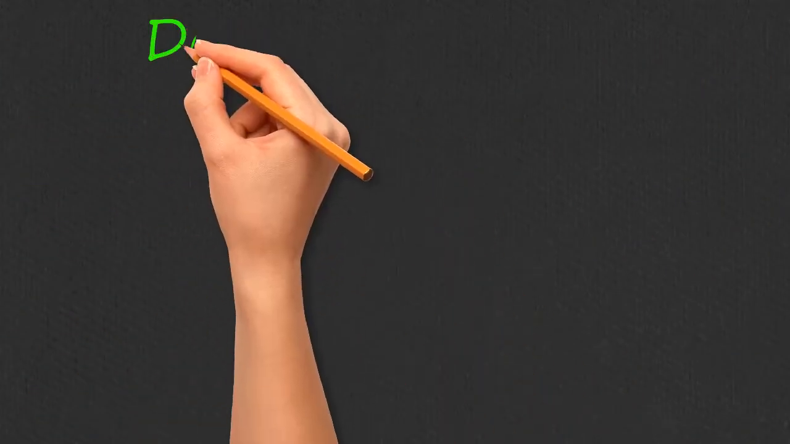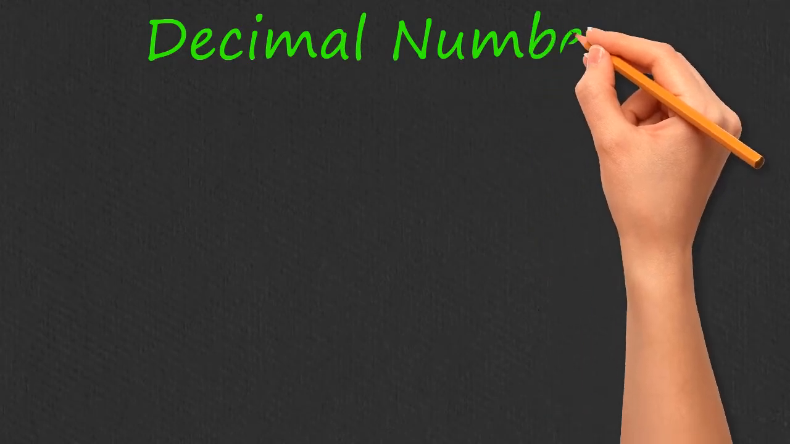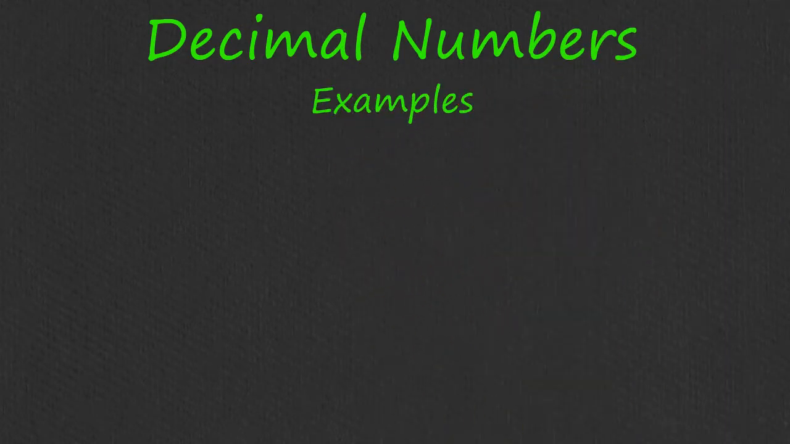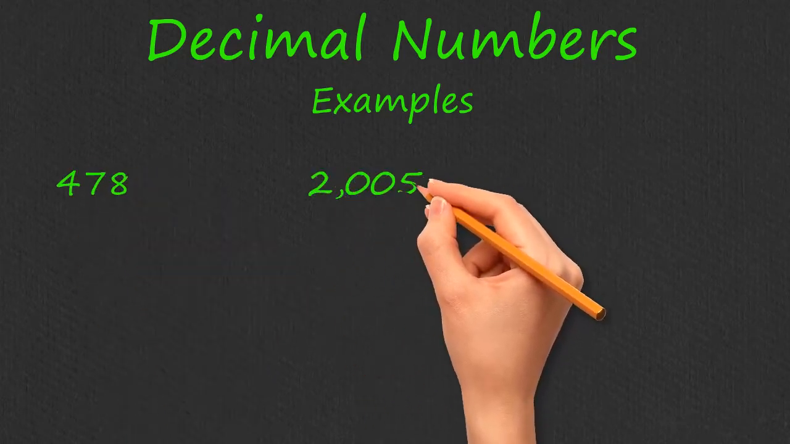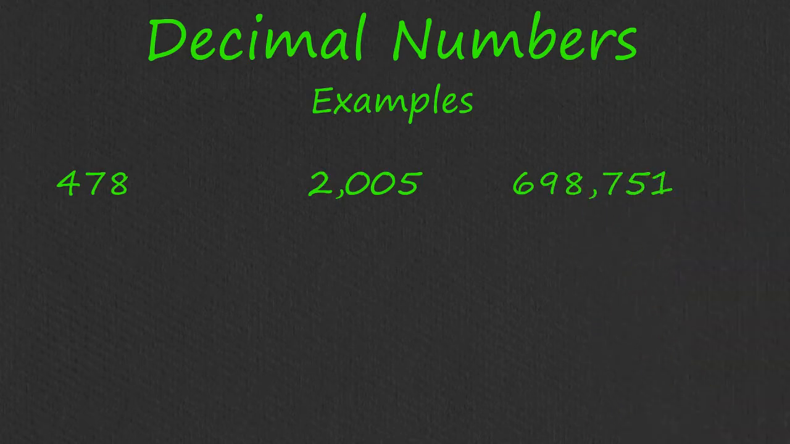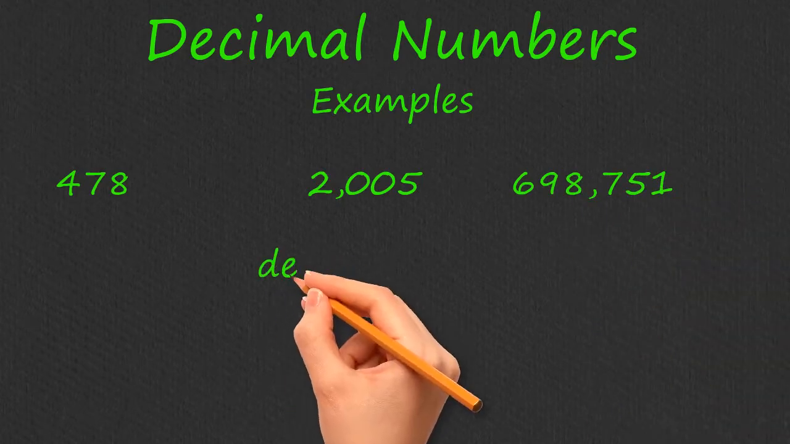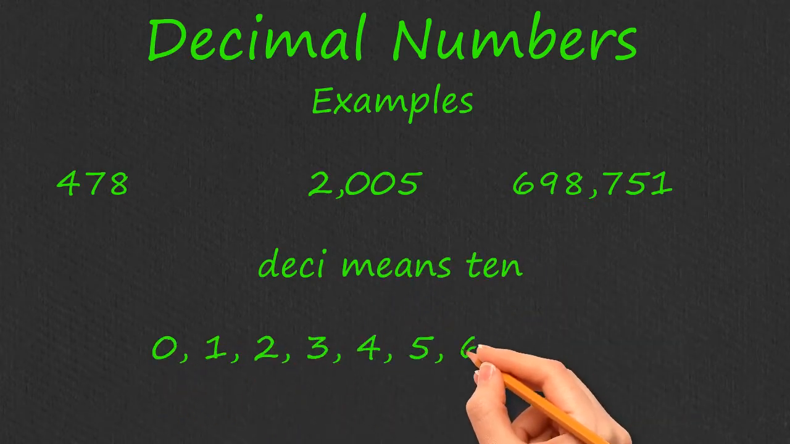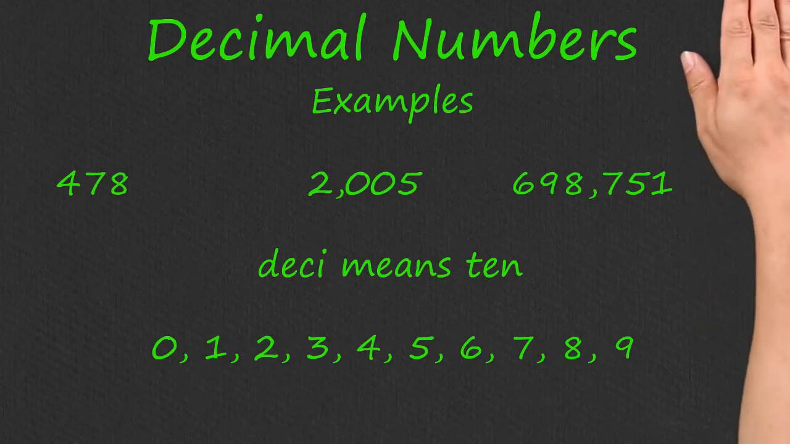Decimal numbers are the numbers you are using in your everyday life and were first taught in school. Examples of a decimal number are 478, 2005, and 698,751. We call them decimal numbers as deci means 10, and we use 10 digits, 0, 1, 2, all the way to 9, in this number system.